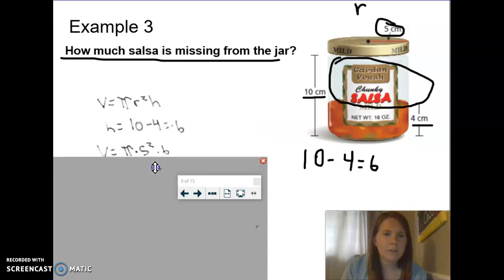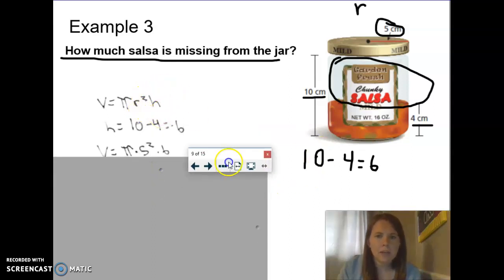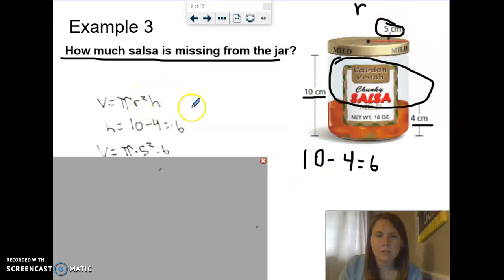All right, so what I'm going to do then is use my formula. I'm plugging in my radius. So my radius was 5 squared. And I'm going to multiply it by this 6. I think it looks kind of like a negative 6 here, but it's not. It's just a positive 6. So I'm multiplying it by 6, because that's that height part that is missing.